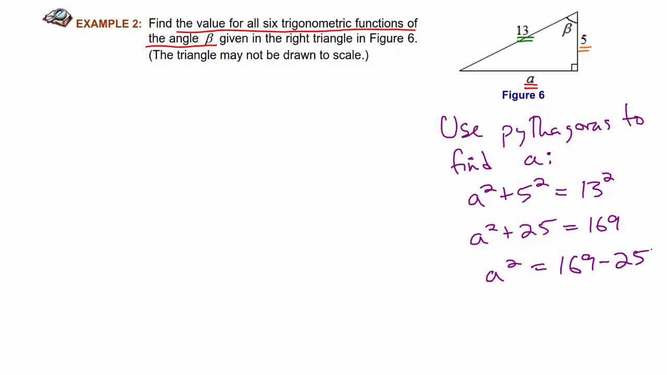Subtracting 25 from both sides. It turns out that 169 minus 25 is 144, which just happens to be a perfect square. When we square root both sides, we see that A must be 12. So this side here is 12 units long. And now we have the length of all 3 sides of the triangle, so we should be able to find the values of the 6 trig functions for angle beta.